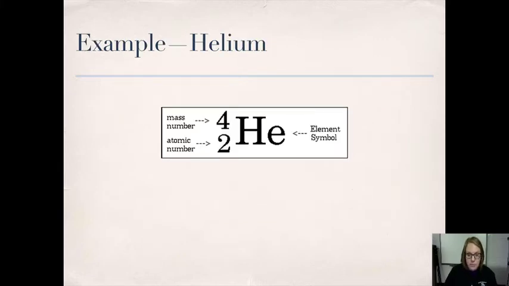Here's an example. Helium's element symbol is He. Its mass is 4, and its atomic number is 2. Looking at this, we know that helium has a mass of 4, and also that the mass is made up of protons and neutrons. The atomic number is 2. We see that on the screen as well, and we also know that 2 represents how many protons an element has.